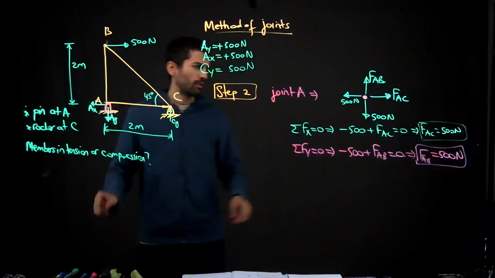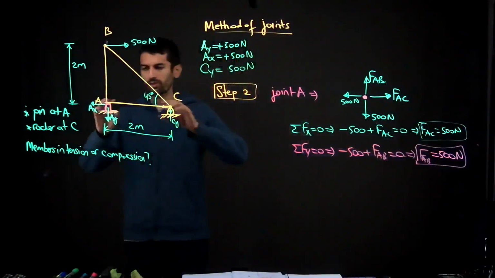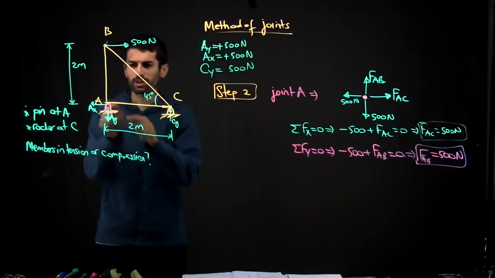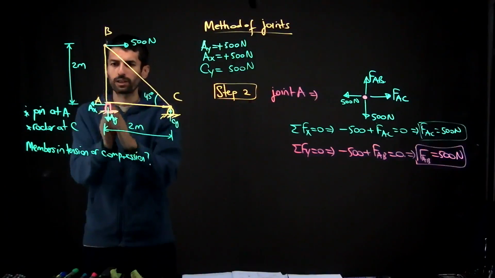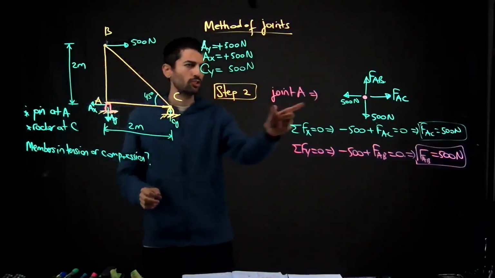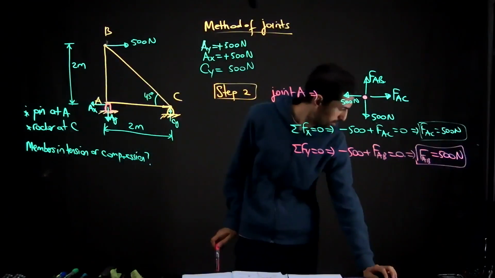So that means this one is positive, this one is positive. So we are sure that there is a tensile force, a pulling force acting on A, and there is a pulling force acting on A again in this direction. So step 2, joint A is okay. So now we will move to joint B.